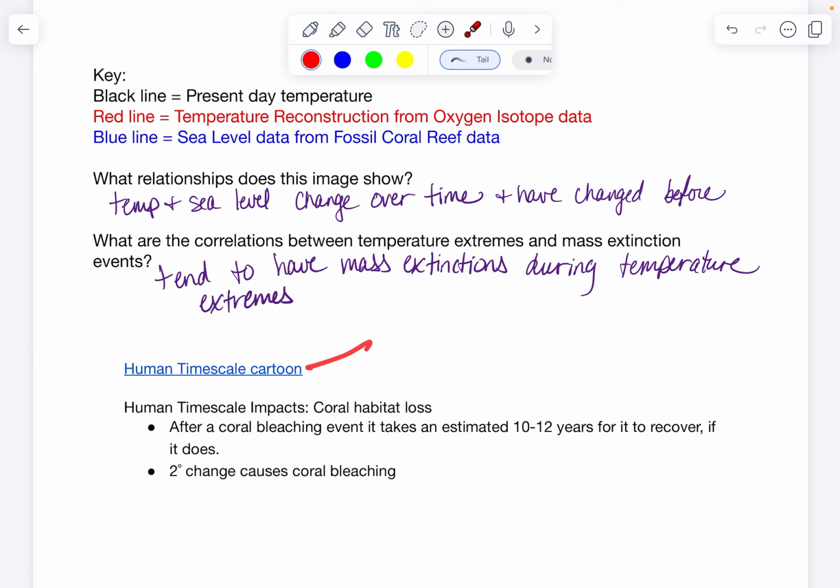At the end of this one, there are 3 projected lines. This one would be the worst case scenario. This one would be a mediocre scenario, and this would be the best case scenario. We are almost always on the path that is the worst case scenario, unfortunately.